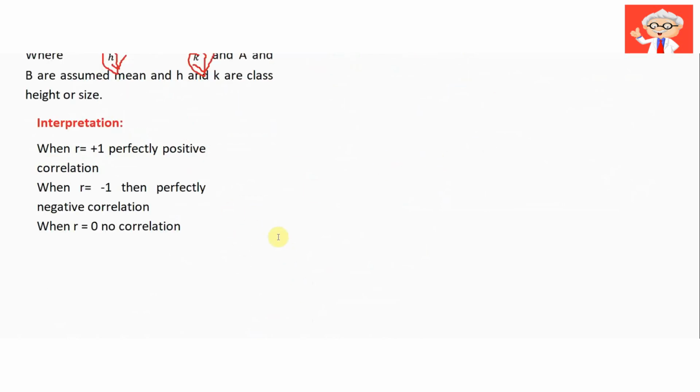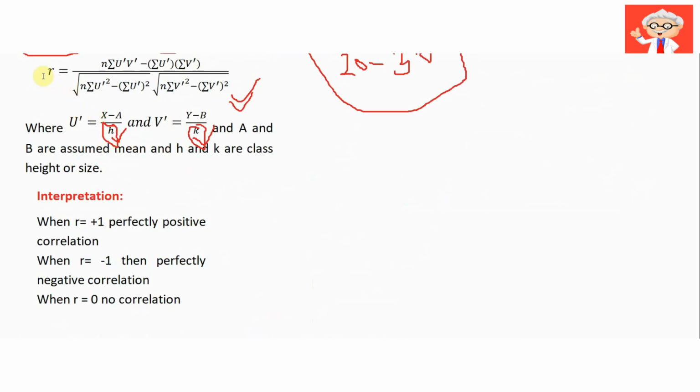Before starting the example, first of all, we need to understand interpretation. How we can interpret the result is, we have obtained this value of r. r is the correlation coefficient between two variables. So how do we interpret the result? If the value of r obtained by using the above formula is exactly plus 1, then it is called perfectly positive correlation. If you have some confusion regarding this, I suggest you watch my previous video. In the previous video, I have explained all the results.